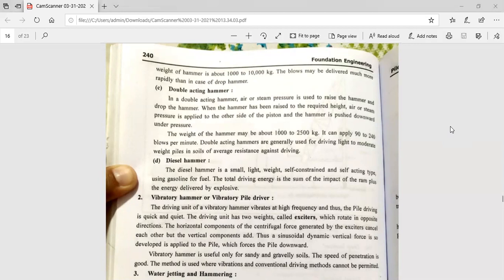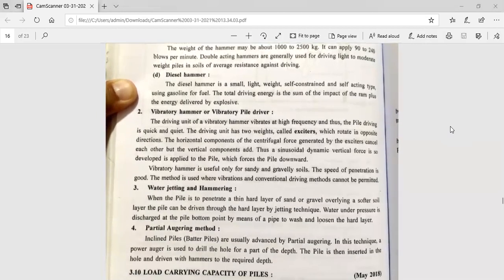Next is the diesel hammer, right? This type of hammer is small, lightweight, self-contained and self-acting, using gasoline for fuel. The total driving energy is the sum of the impact of the ram plus the energy delivered by the explosion.